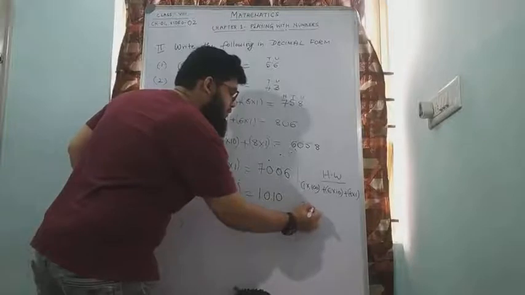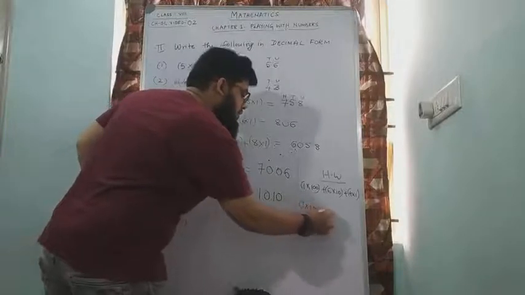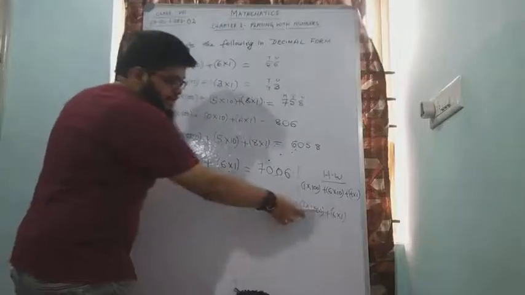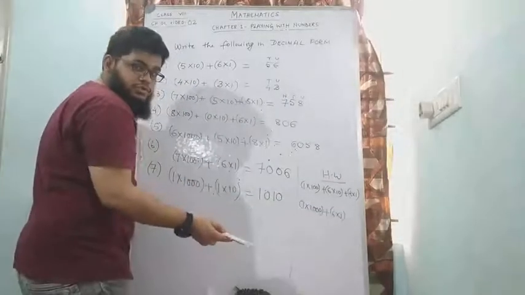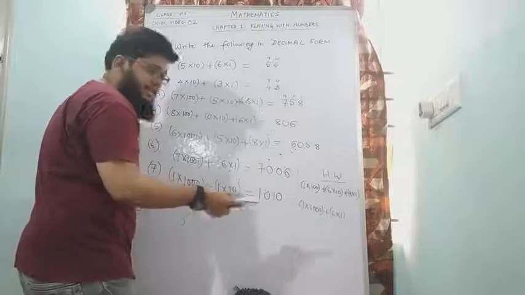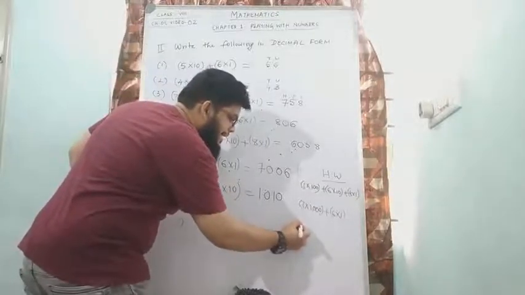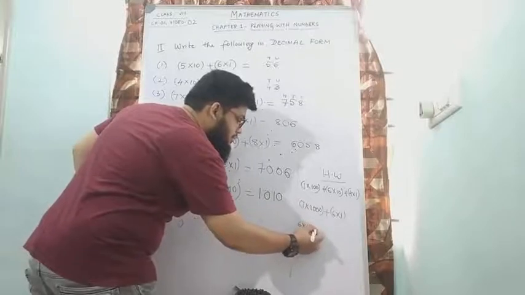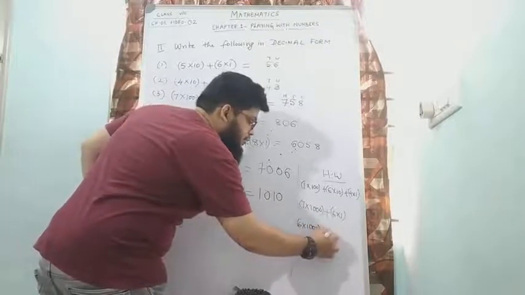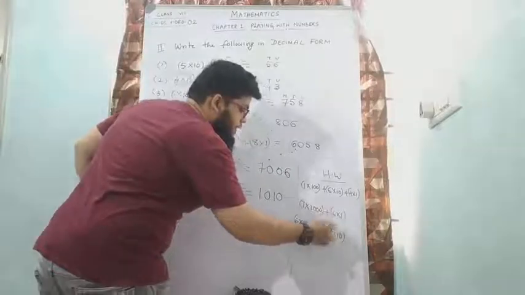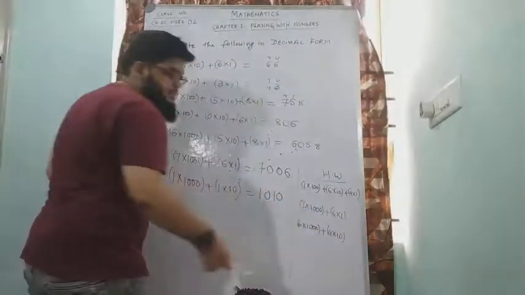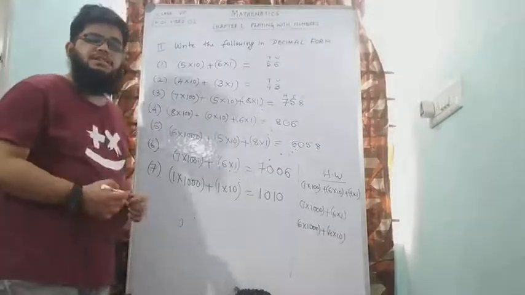7 into 1000 plus 6 into 1. As you see, we have thousands, but hundreds and tens are missing, so you know what to do. You should fill 0 in that place. Then I give 6 into 1000 plus 4 into 10. What does this mean? I have thousands, but hundreds is missing. I have tens, but ones is missing. Whichever is missing, please fill 0 in that place.